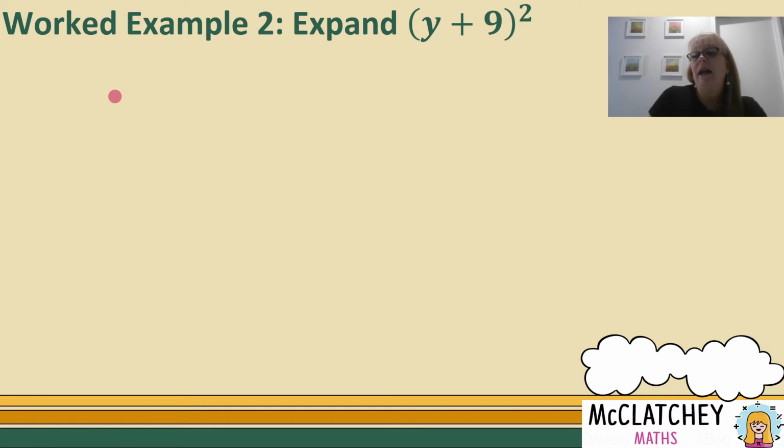So let's use our shortcut again with this one, (y + 9)^2. So remember, first term squared, then second term and first term multiply by each other.